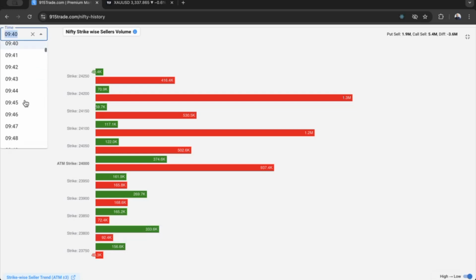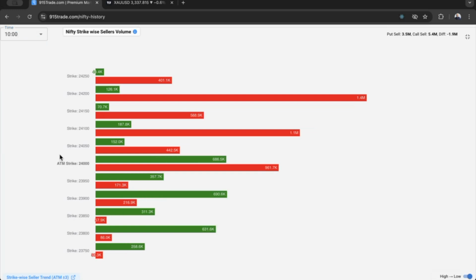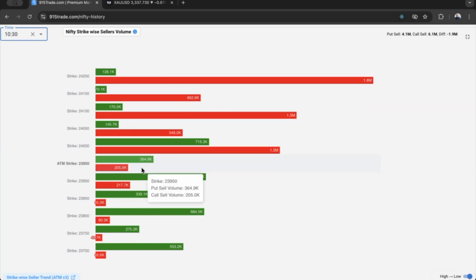I want to go to 900. I want to exit at least at 900. I'll go a little faster. 10 o'clock, let's see. Still it is 24,000 only. Okay, they're building a little bit. Okay, I'll go to 1030. We came to 950. At 950, now 900 has built a lot of put pressure.